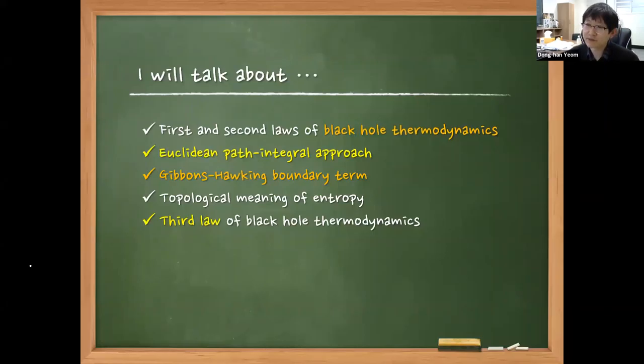Finally, there are many topics that we can discuss, but as I prepared the lecture, I omitted some topics and included some, and maybe one I can shortly remark on is the third law of black hole thermodynamics. The third law concerns the zero temperature limit: what is the entropy? There are some different stories between the Euclidean path integral approach and the string theory side. I will briefly mention this interesting story.